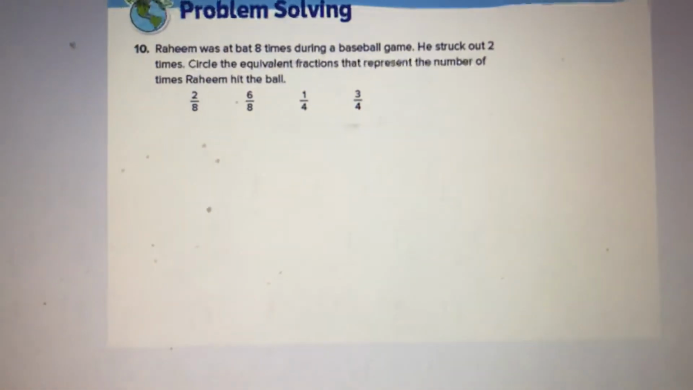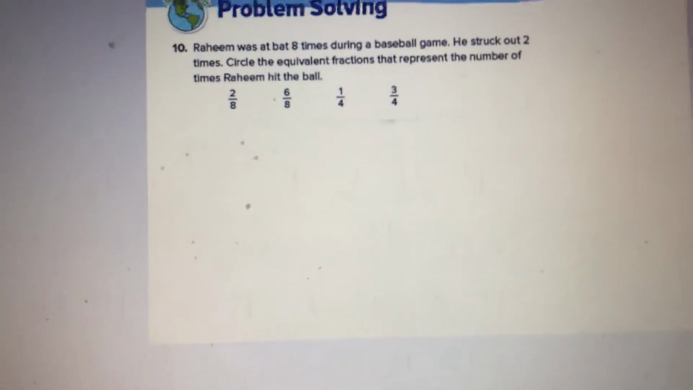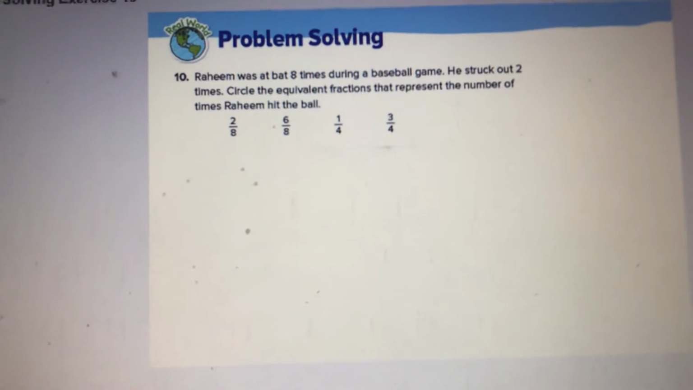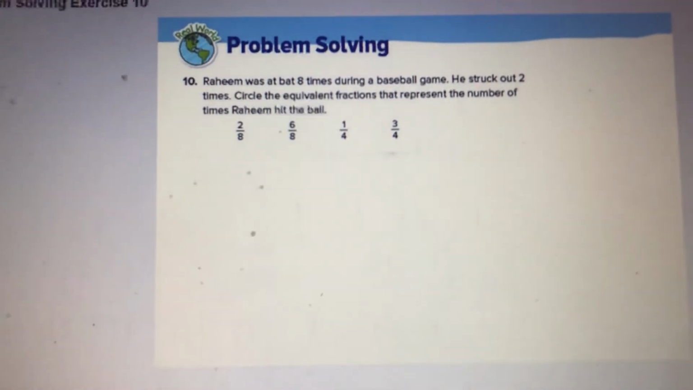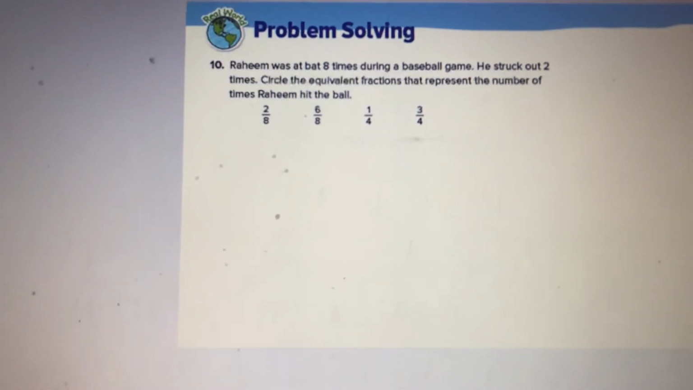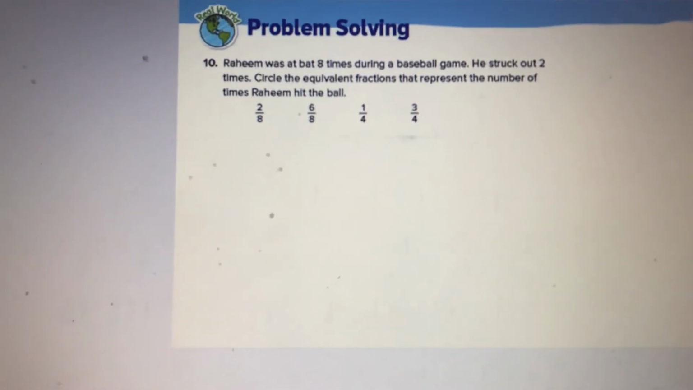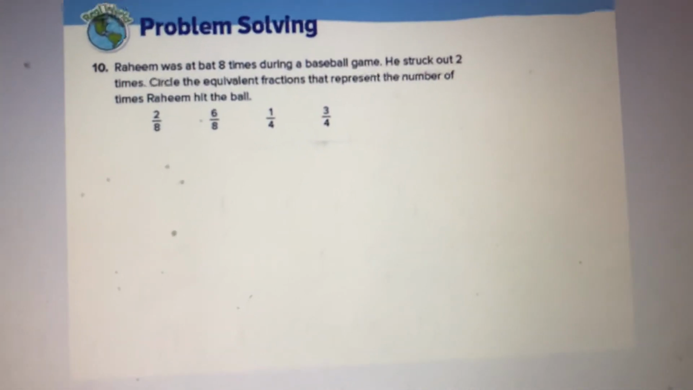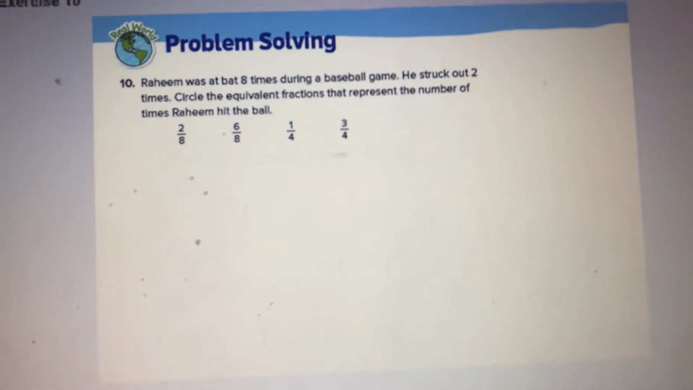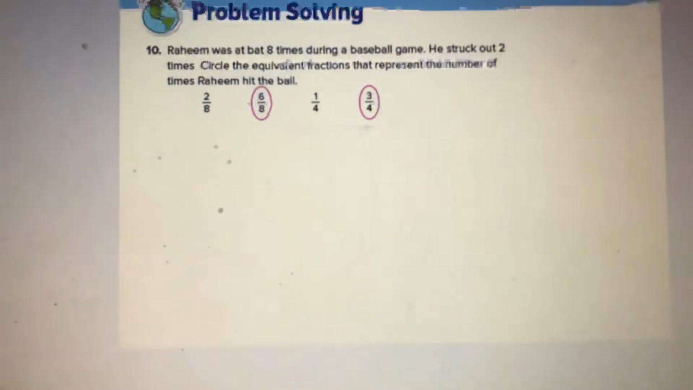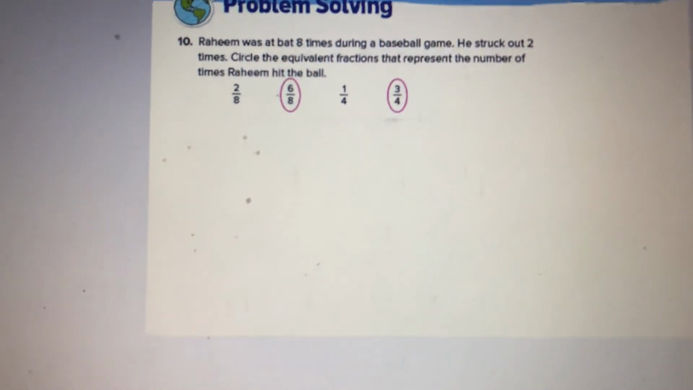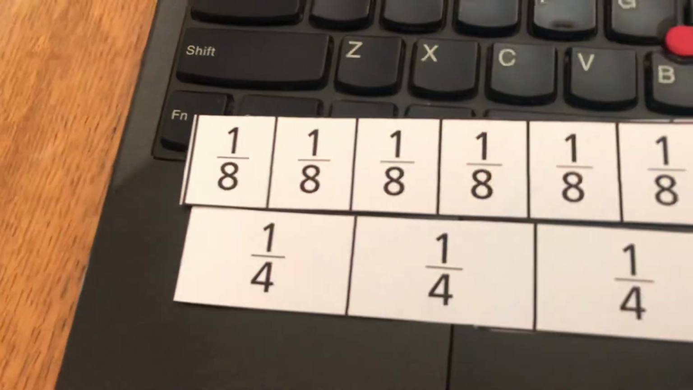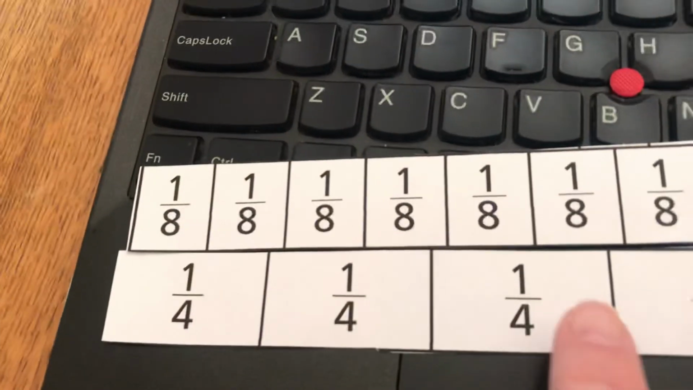All right, so Raheem was at bat 8 times during a baseball game. He struck out 2 times. Circle the equivalent fractions that represent the number of times Raheem hit the ball. So he was at bat 8 times. He struck out 2. If he struck out twice, he hit the ball 2 plus what equals 8? 6/8. If you look at the eighths, you find something that matches up with 6/8. You can see that that would be 3/4 right there.